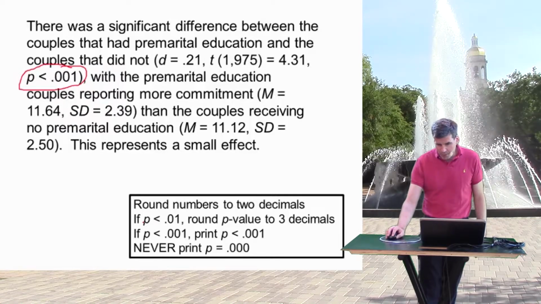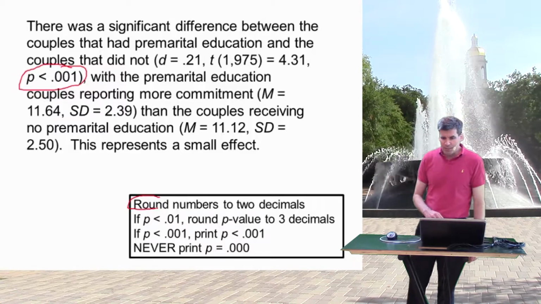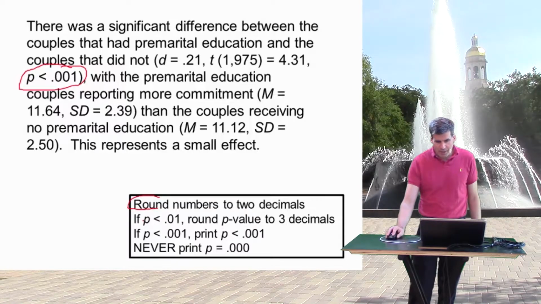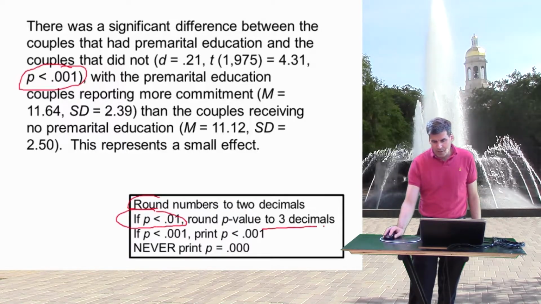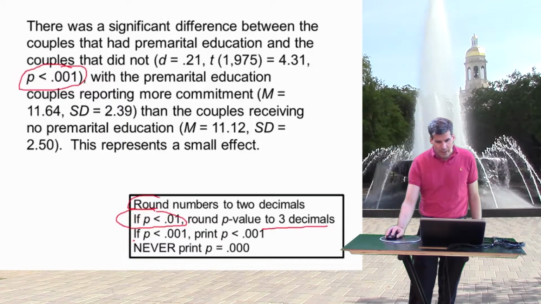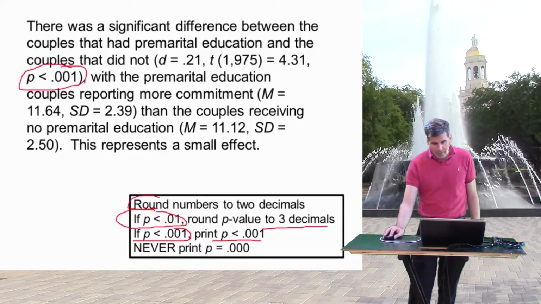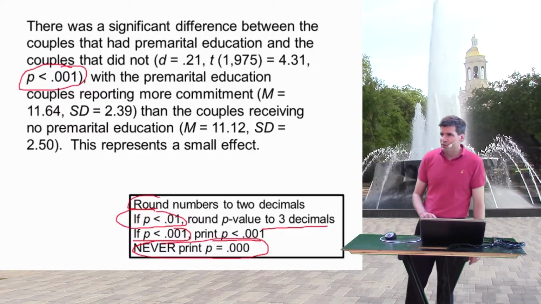Like down here at the bottom, I want to look at this down here. I want you to round everything to two decimal places, with the possible exception of the p-value. If the p-value is less than 0.01, then round it to three decimal places. And if the p-value is less than 0.001, then simply print p is less than 0.001. And never print p is equal to 0.000.